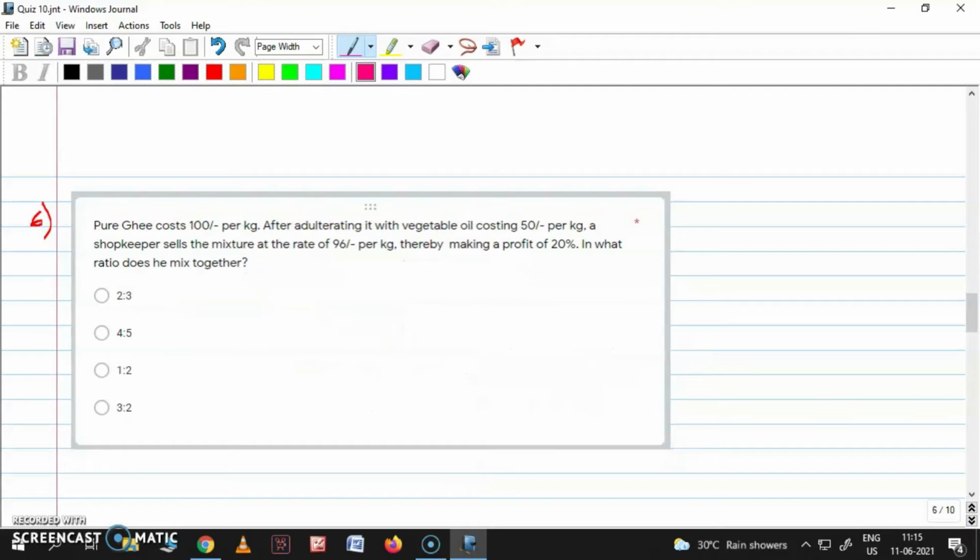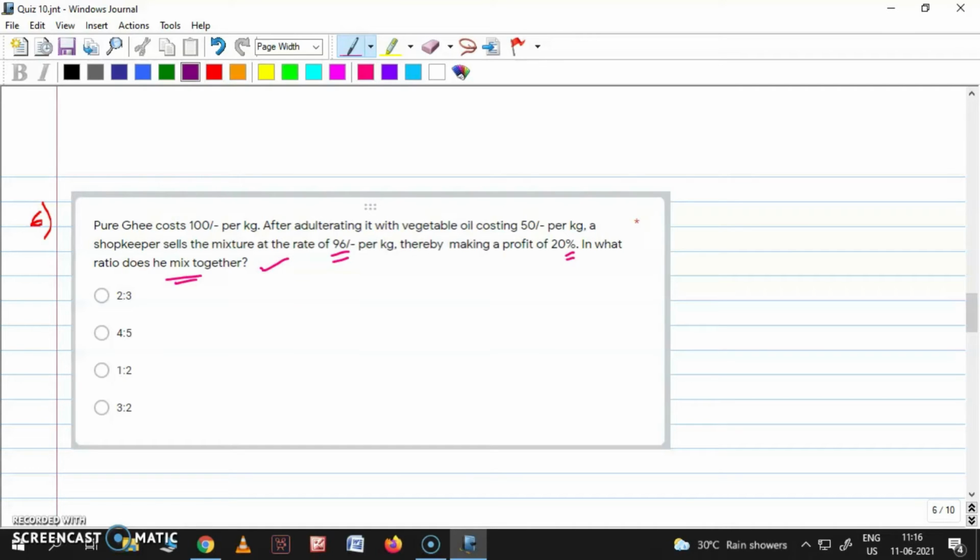Pure ghee costs 100 rupees per kg. Adulteration with vegetable oil costs 50 rupees. A shopkeeper sells a mixture at a rate of 96 rupees, thereby making a profit of 20%. In what ratio does he mix them together? This is the question. This is a mixture question. One article is mixed with another article to make something else, and the cost will change. We will just go ahead.